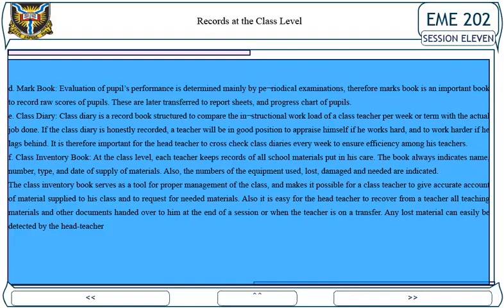M. Duty roster. In addition to instructional duties, teachers are assigned duties weekly. The duty roster explains the duties to be performed by every teacher.